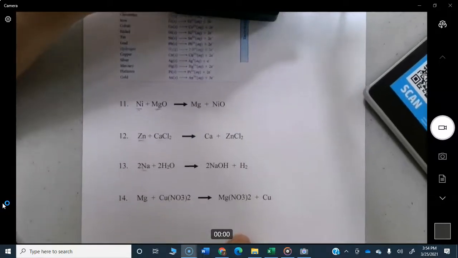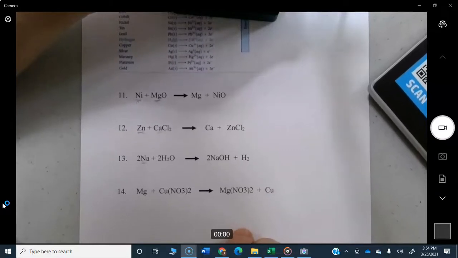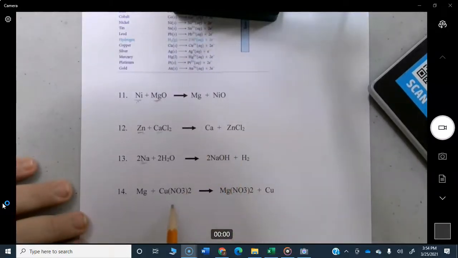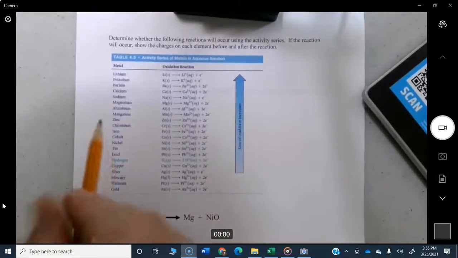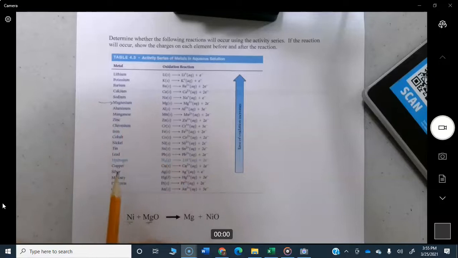Okay, so let's go ahead and do this one. Now that should be a subscript 2, so let me write that. Okay, so here's magnesium and copper. So let's see where magnesium is. Magnesium is right here, and copper is right here. So magnesium is above copper.